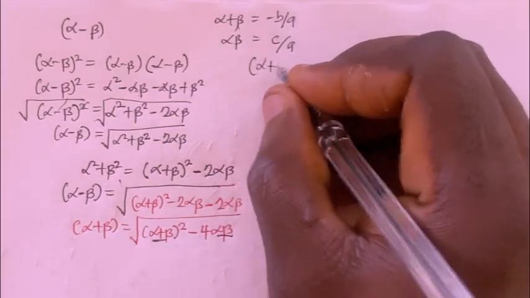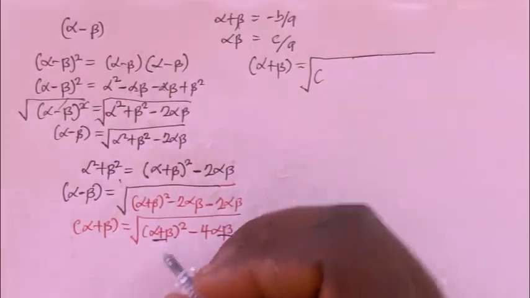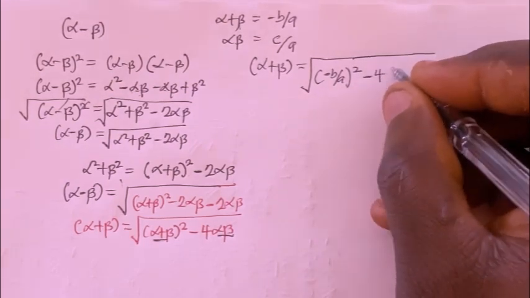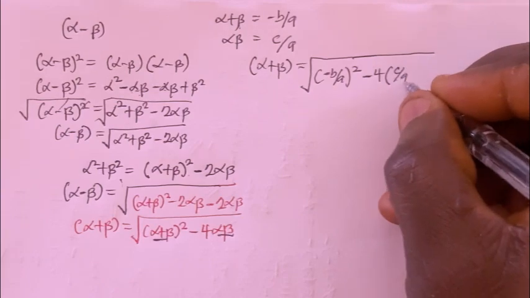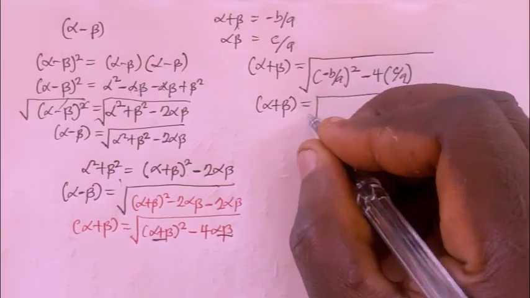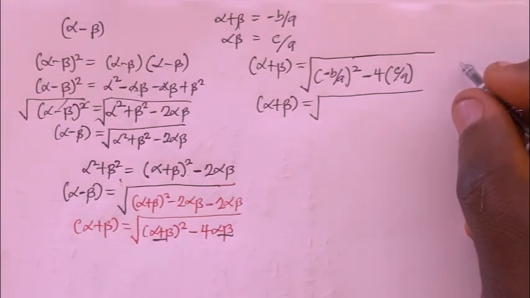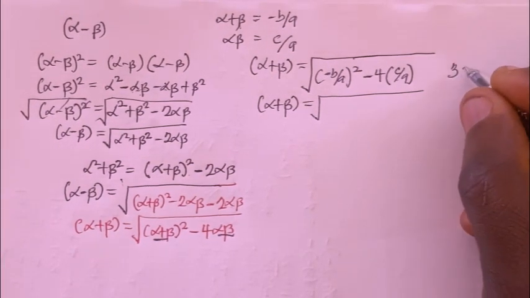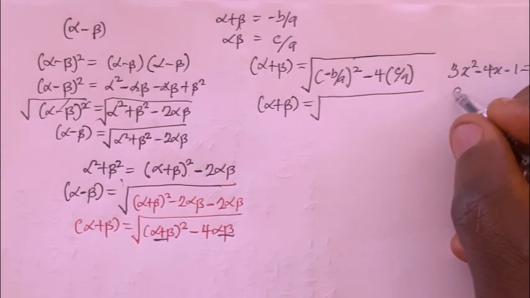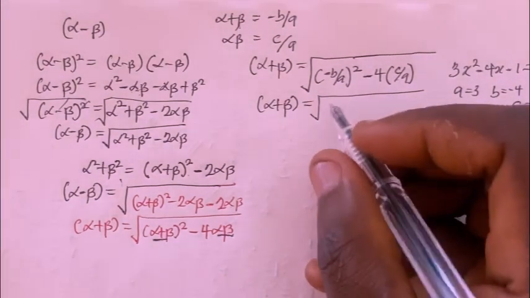Then here I'm going to have alpha plus beta equal root of, this is going to be alpha plus beta, that's actually minus b over a all squared, then minus 4 into brackets alpha beta, which is actually c over a. So let's go ahead and simplify that. Now if you look at this from the last question that we saw, we have the quadratic expression to be 3x squared minus 4x minus 1 equals 0. And we said our a equals 3, our b equals minus 4, then our c equals minus 1. So let's go ahead and fix it inside this problem.